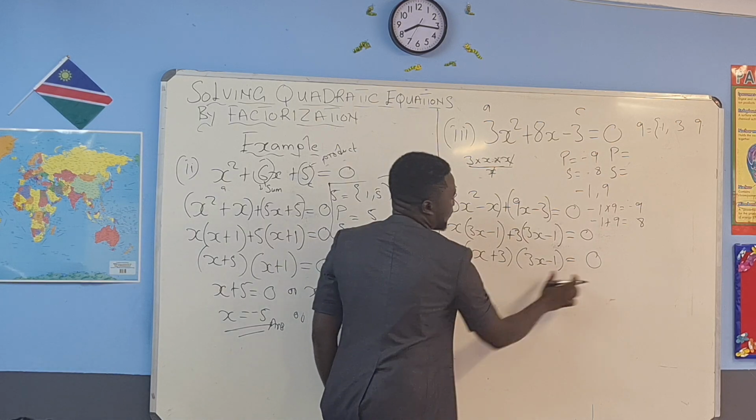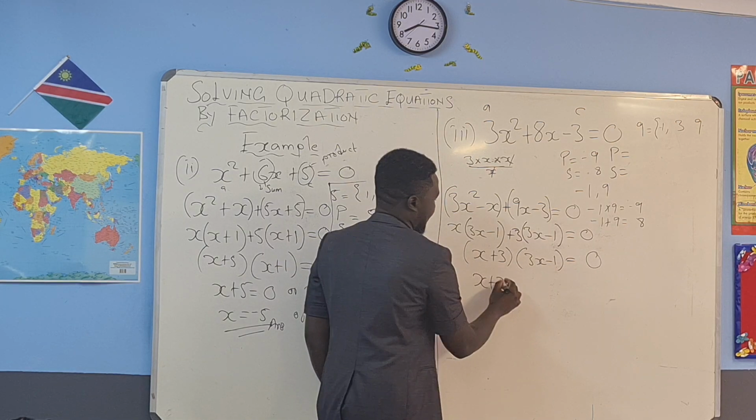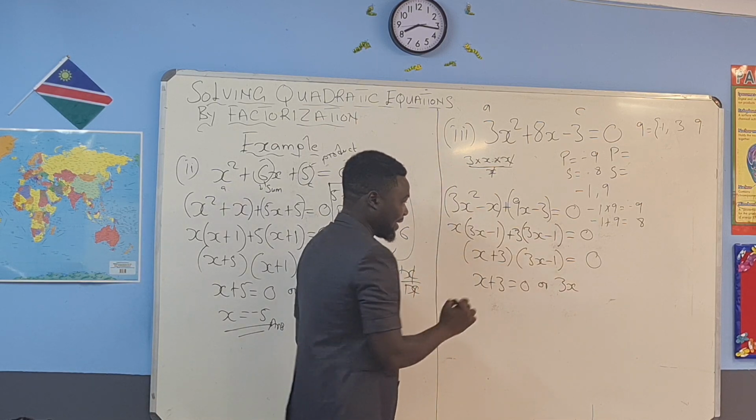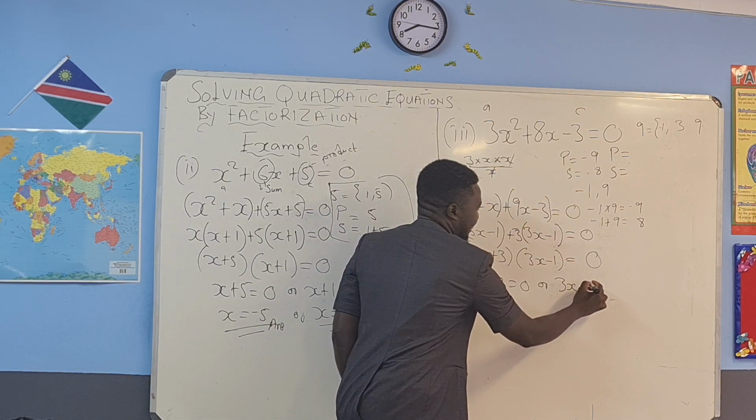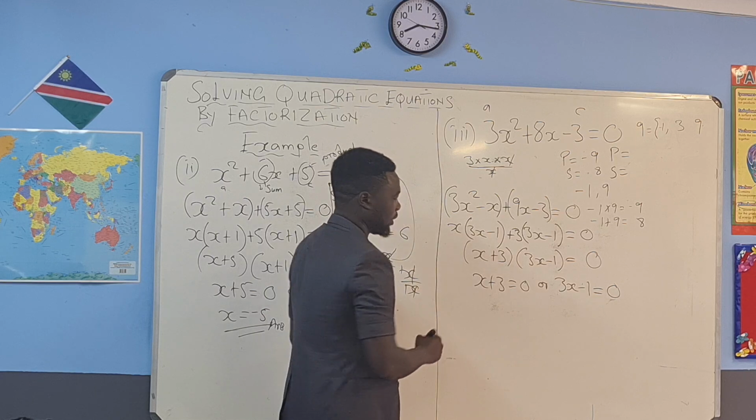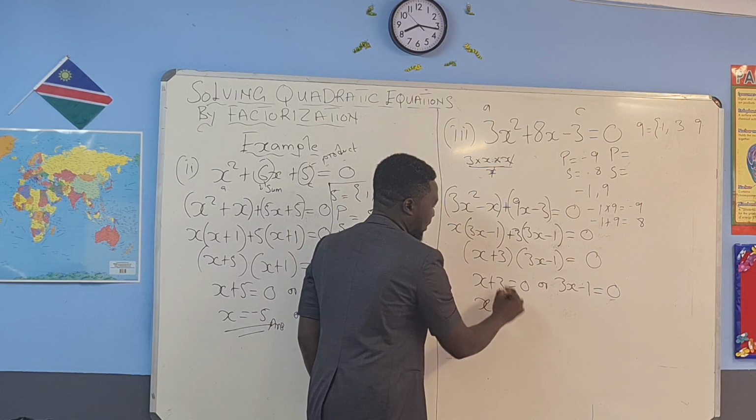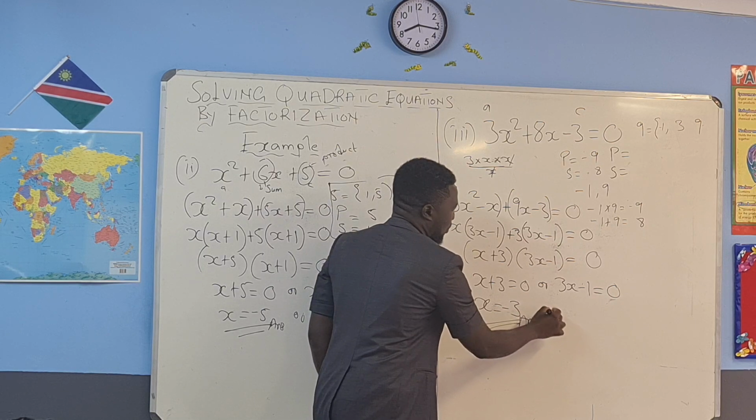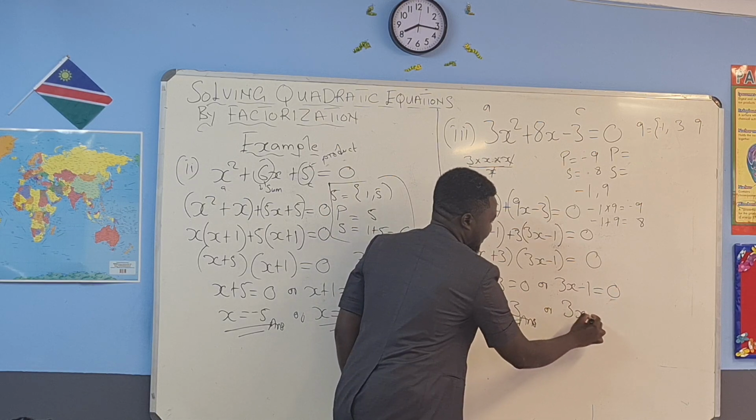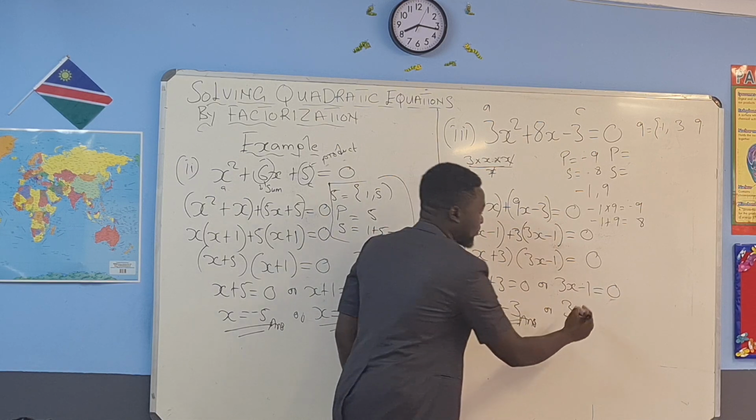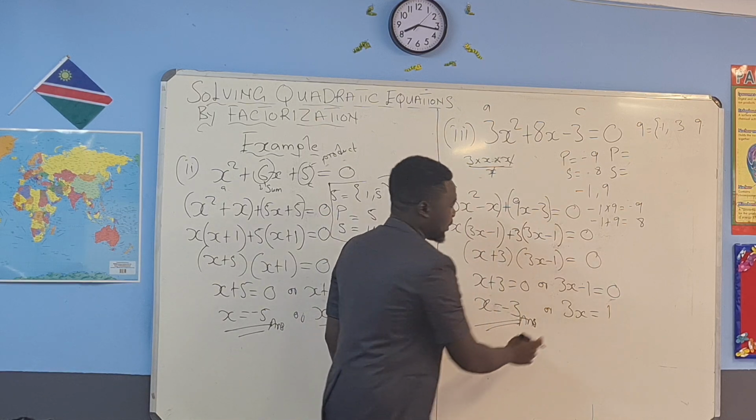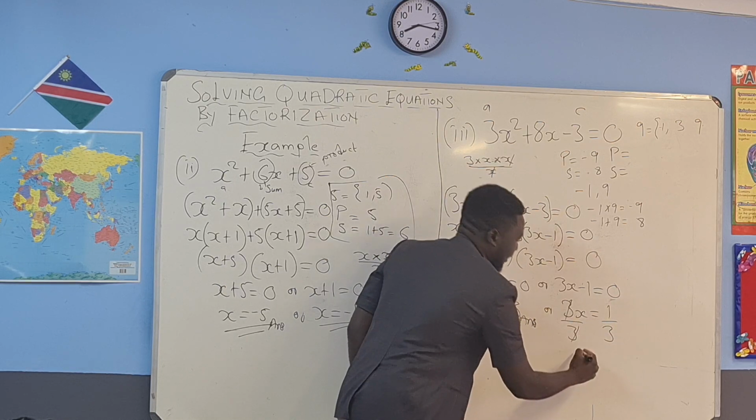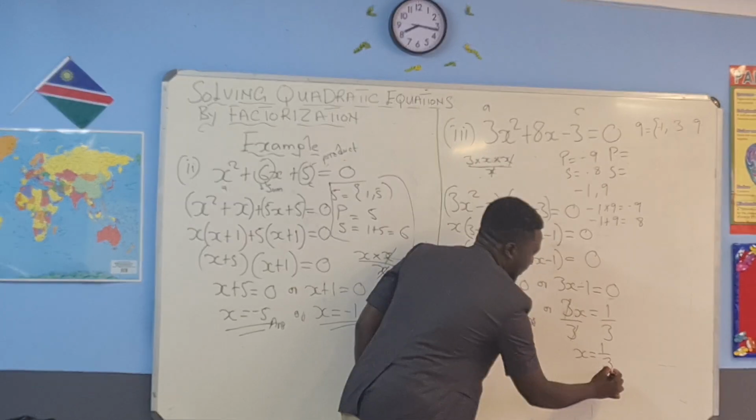You just equate this to 0 and the other one to 0. So you say x plus 3 is equal to 0, or 3x minus 1 is equal to 0. So when 3 goes the other side, we have x equals negative 3. Or this is 3x, so 1 will go the other side and become positive 1. We are looking for x, so we divide both sides by 3, and our answer x will be 1/3.